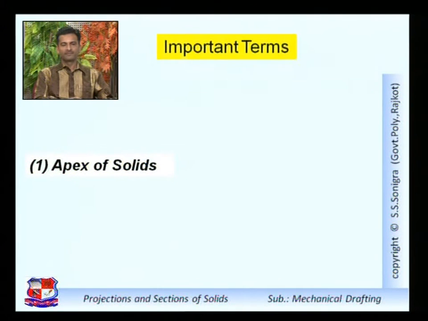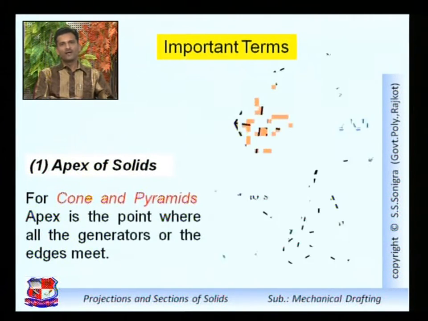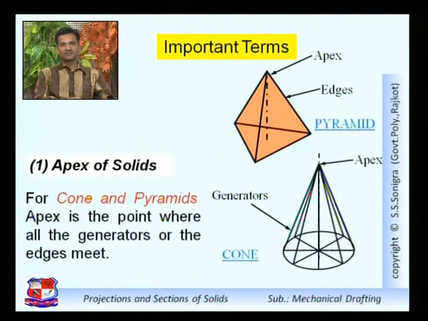Apex of solid. The definition of apex of solid: for cone and pyramids, the apex is a point where all the generators or the edges meet. That is called the apex point. So we can join the edges to one point, and it makes the apex point as shown over here. For cone, this is the apex point. For pyramid, this is the apex point.